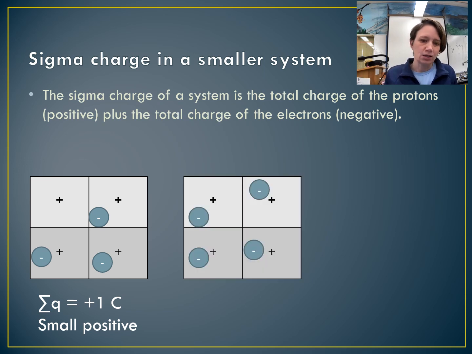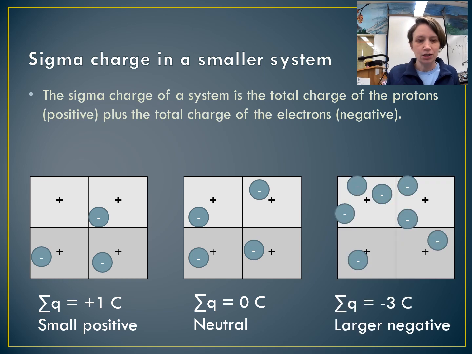The second system has 4 protons and 4 electrons. That's pretty typical of most objects, the same number of each. And that means that the sigma q for this is going to be 0 coulombs, because all the positives were canceled out by all the negatives. Another name for this is neutral. And in the third small system, we still have the same 4 protons, but this time we have 7, it looks like, electrons in there. And so we have a positive 4 minus 7. This is going to give us a sigma q of negative 3 coulombs, which is a somewhat more charged negative object.